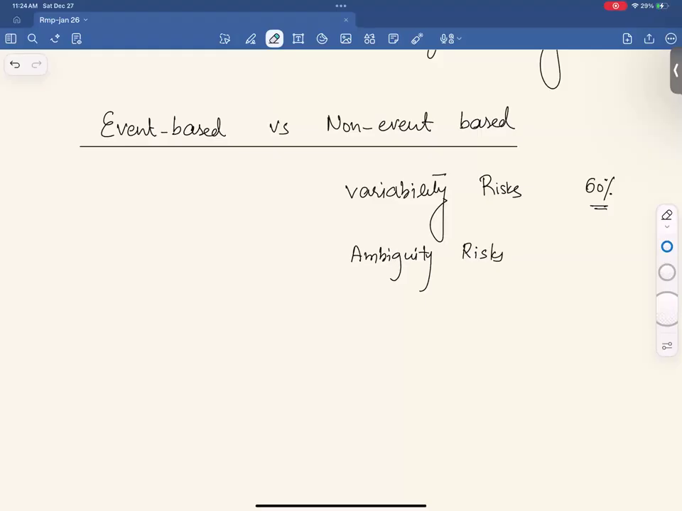Actually, the example is given that the score varies, but in this case also we have an event, right? We are doing the exam or mock test or anything, so that is one of the events, right? And based on that, we are getting the mark. So how is it non-event based?